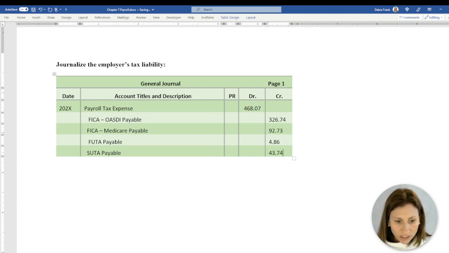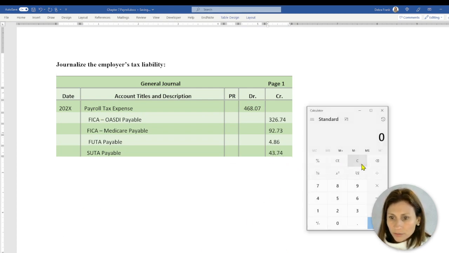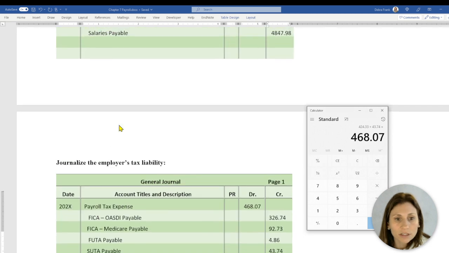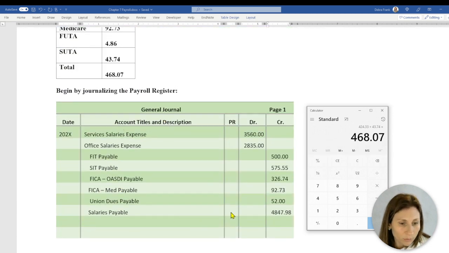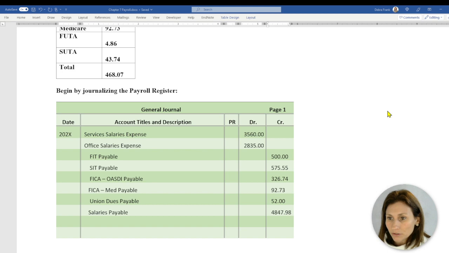And why not check again just to make sure our debits and our credits equal. There we go. So we're all done. Those are our journal entries. That's the two journal entries that we need to do: the employer's tax liability, and then all the taxes that we're withholding from those gross pay amounts, which we're going to turn over to the proper authorities.